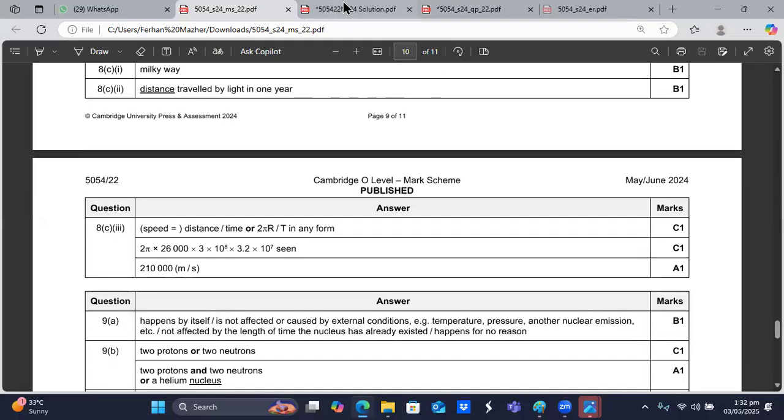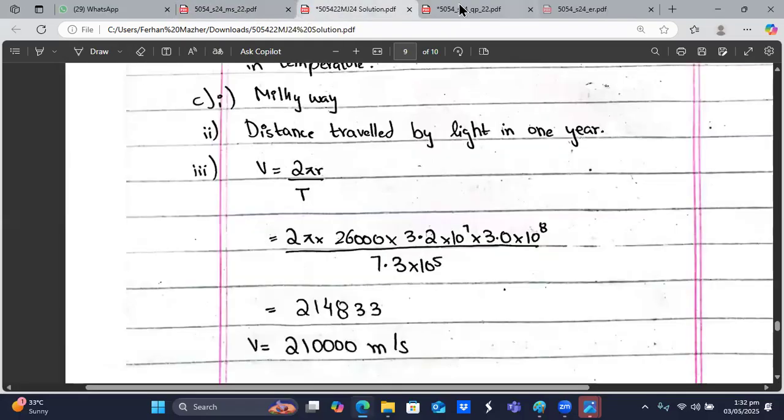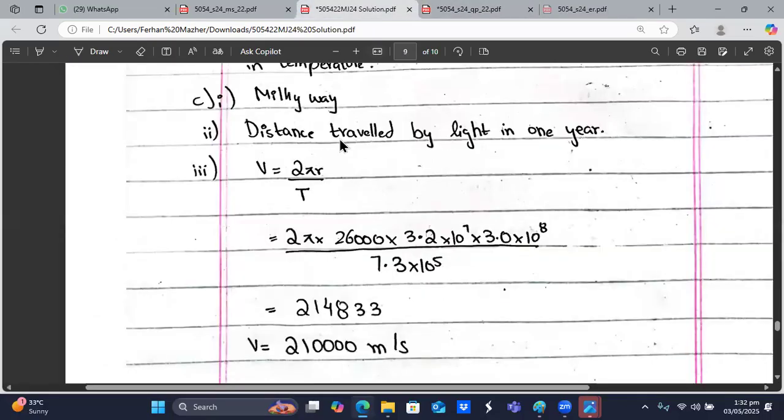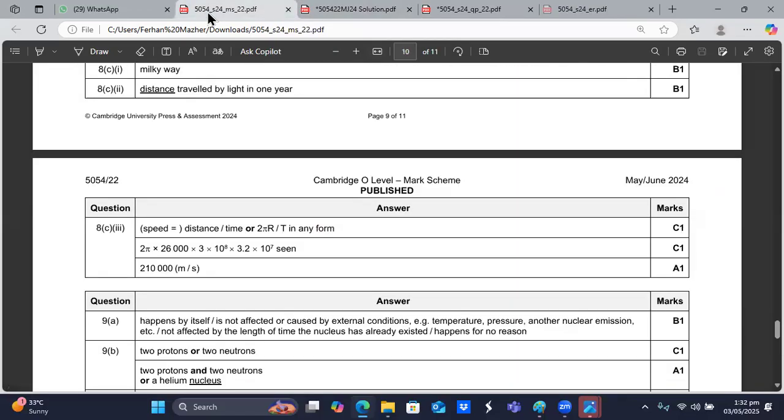Then we have: state what is meant by a light year. This is question number 8, C part, second portion. A light year is basically a unit of distance, and it is the distance traveled by light in 1 year.